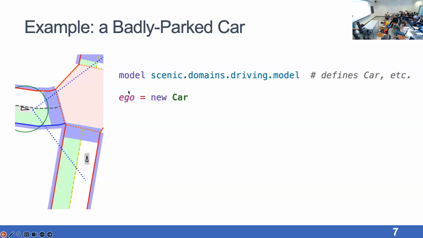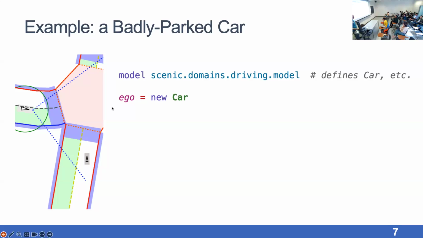And you'll see this is highlighted. It's actually italicized here because this is a special variable that Scenic knows about. The ego is a designated object, which is kind of the reference point for the scene that you generate. So in some Scenic syntax, if you don't say what something is with respect to, it'll use the ego by default.